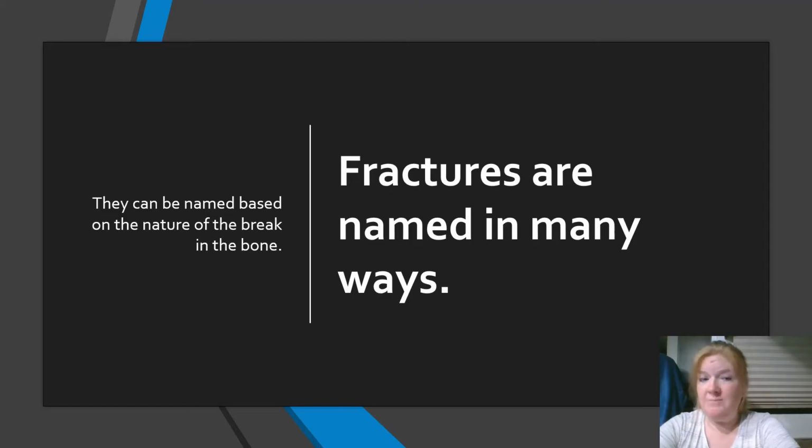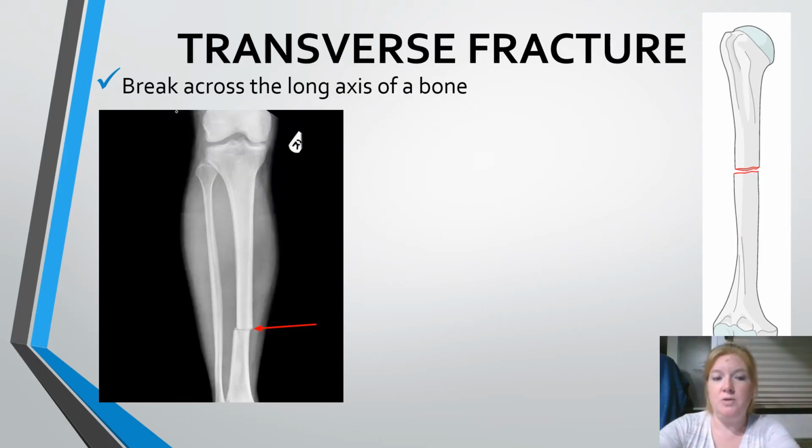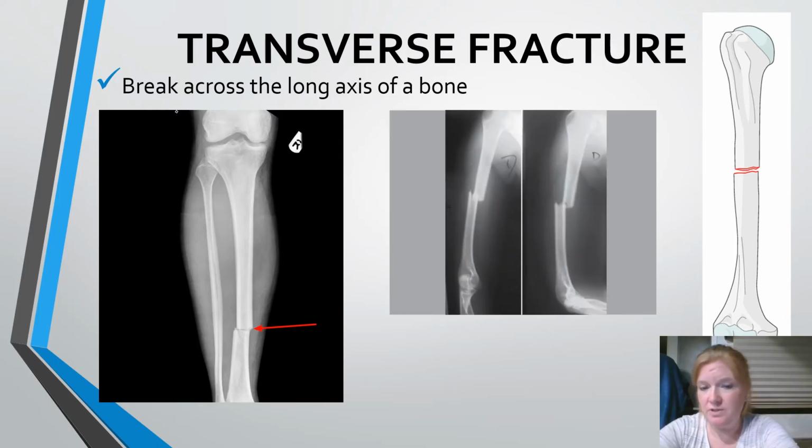Fractures are also named by the nature of the break of the bone, and this may be what you are most familiar with. So we have a transverse fracture. So a transverse fracture is a break across the long axis of a bone. So now the interesting thing is that a transverse fracture can be open or closed, and it can be displaced or non-displaced. So there's lots of language we can use to describe the same fracture. So there's a transverse fracture. That's the tibia. There's a transverse fracture. Okay, that's the humerus.